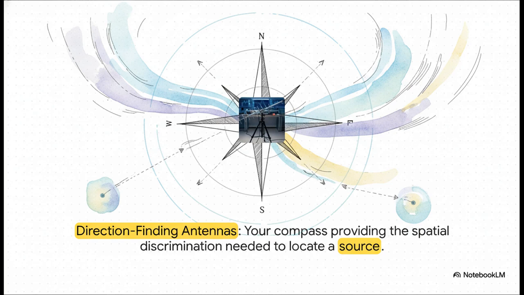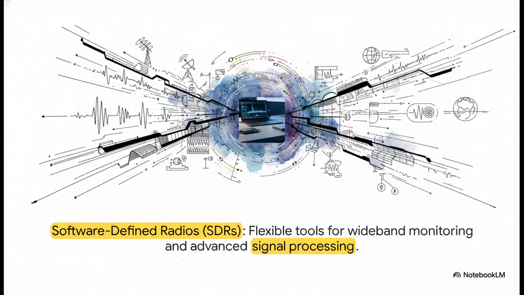You've got to find it. And that is where your direction-finding antenna comes in. This is your compass. It's what lets you figure out the direction the interference is coming from. It's how you turn a massive, facility-wide problem into a much, much smaller search area. And let's not forget the modern powerhouse in your toolkit, software-defined radios.